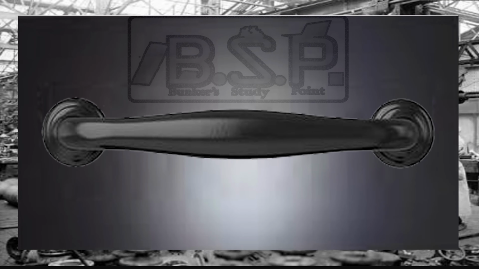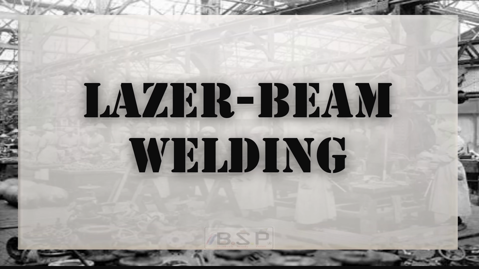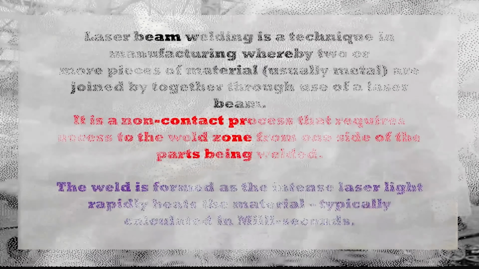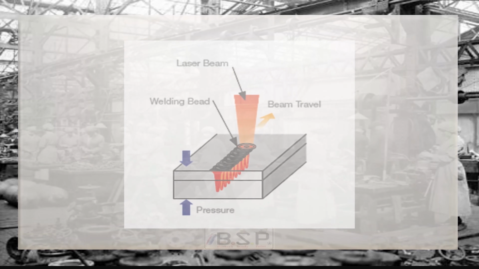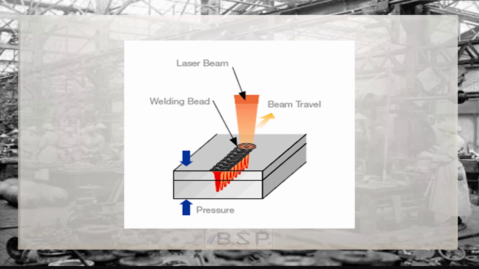The last type of welding is laser beam welding. Laser beam welding is a technique in manufacturing whereby two or more pieces of material, usually metal, are joined together through the use of a laser beam. It is a non-contact process that requires access to the weld zone from one side of the parts being welded. The weld is formed as the intense laser light rapidly heats the material, typically calculated in milliseconds. The laser beam increases the pressure and temperature, which in turn welds the workpieces together.